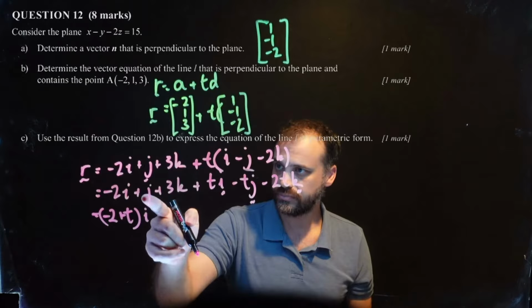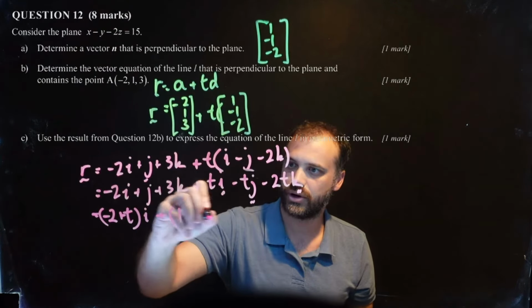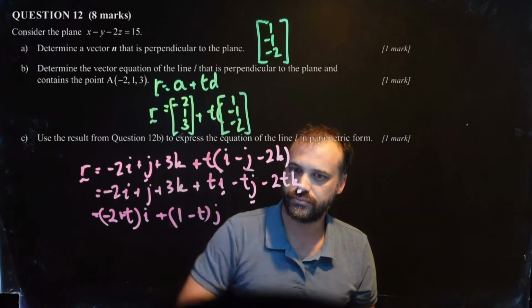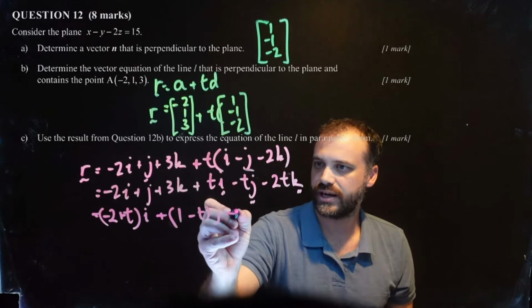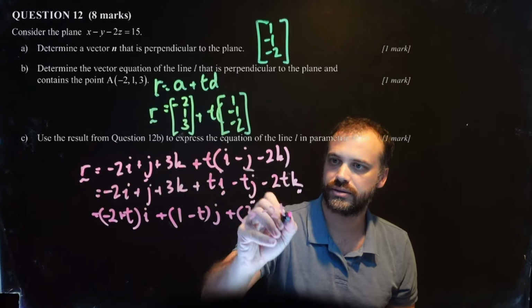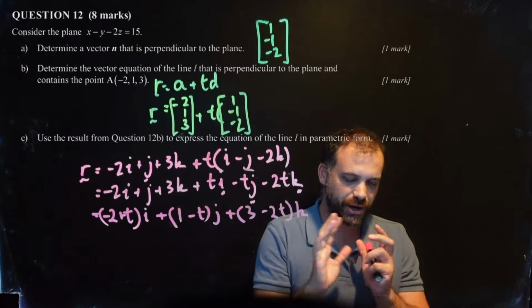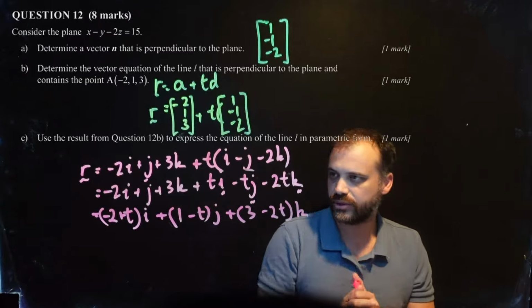i. Negative 2i plus ti, we can factorize the i out of it, and we're left with negative 2 plus t. Same with the j's. We end up with 1 minus t, j. And same for the k's. We end up with 3 minus 2t, k. I really am going the long way around here because parametric equations are ones that people have a little bit of trouble with.